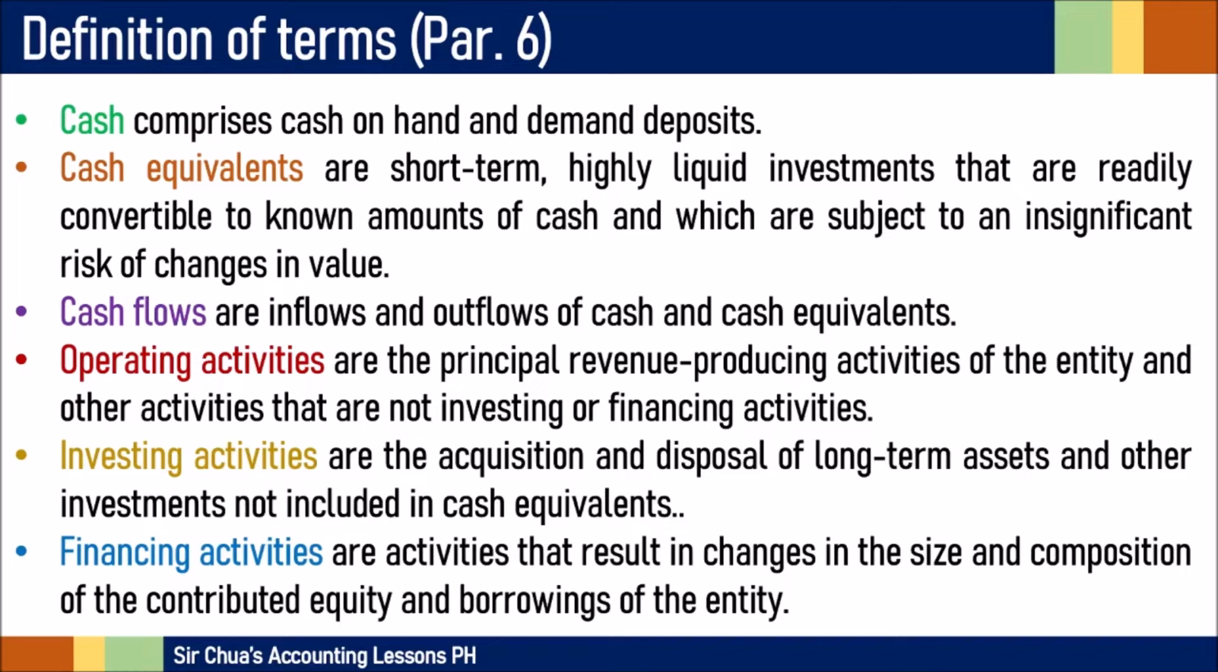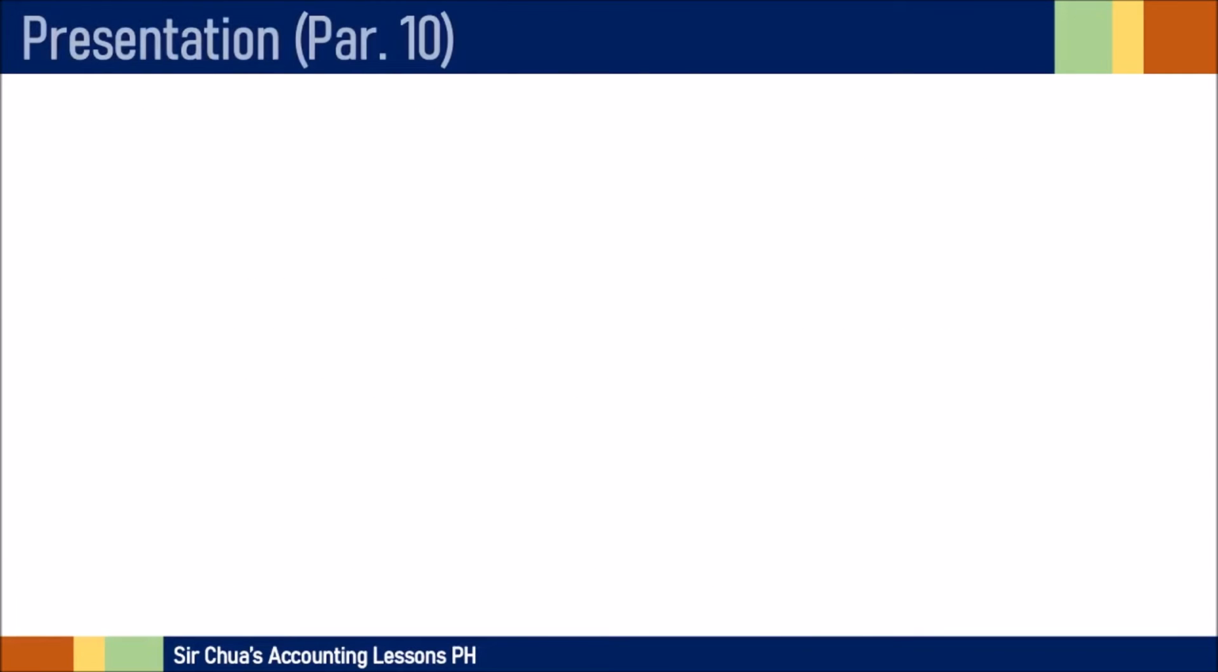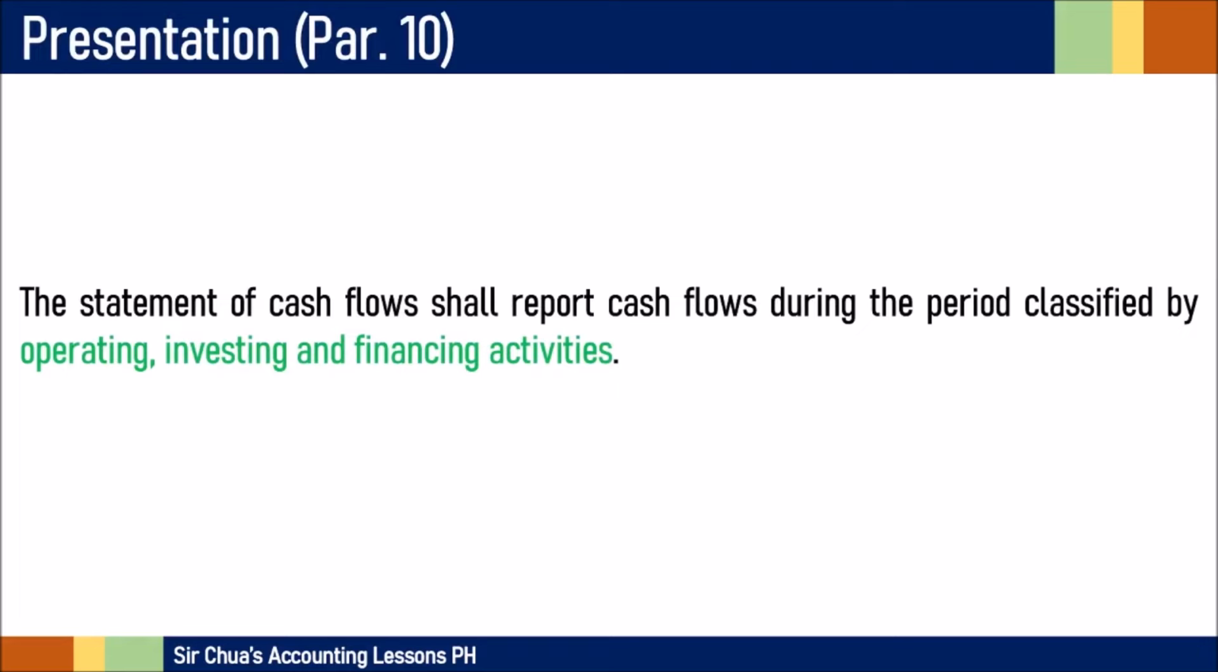So those are the terms that are being defined in IAS 7. The statement of cash flows shall report cash flows during the period, classified into three: those in operating, those in investing, and those in financing. So later on in our discussion of the statement of cash flows, we will be presenting how to prepare a statement of cash flows that is segregated into these three activities, which are operating, investing, and financing activities.